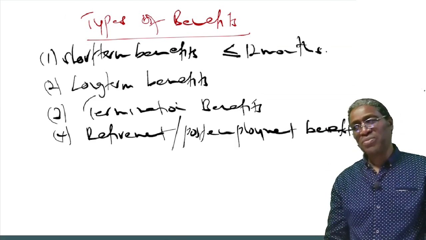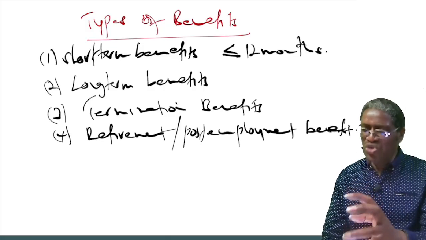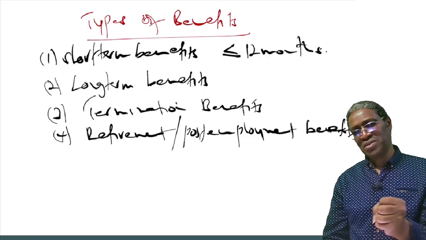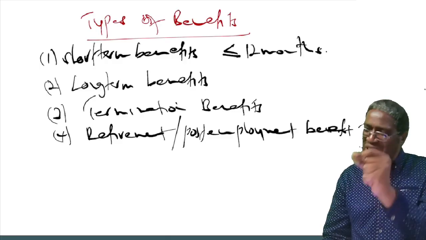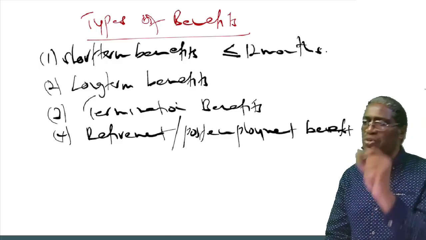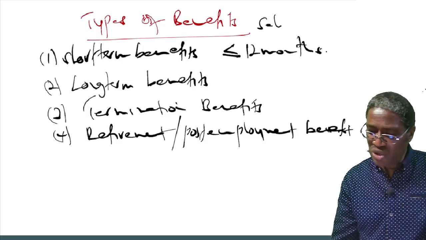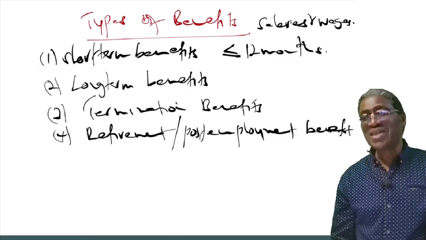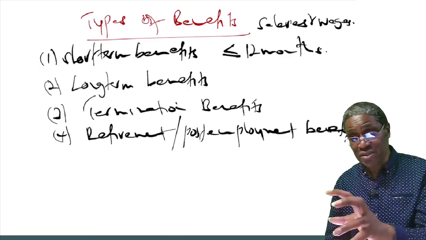For example, you already know that as an employee, you are entitled to your salary at the end of every month. So that's a benefit that accrues to you for a period of less than 12 months after providing a service. So one of the examples is salaries and wages. That's one type of short-term benefit.